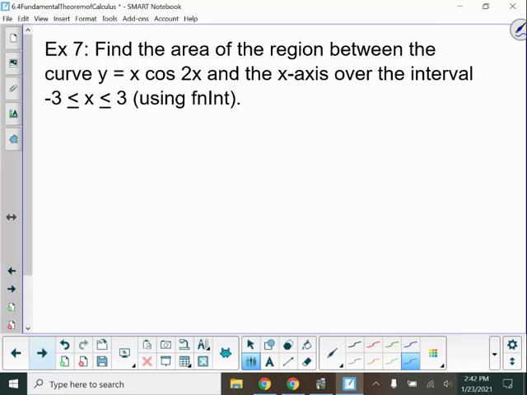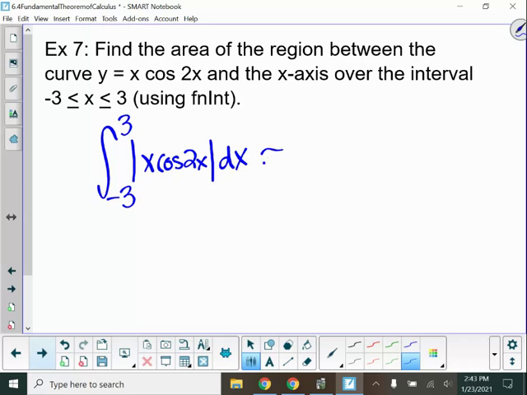So this brings us to example 7. Find the area of the region between the curve y equals x cosine of 2x and the x-axis over the interval -3 to 3 using fnInt. If we're going to do this using fnInt, you can do the absolute value over the whole thing, or you can do the absolute value inside over the function. So you can do the integral of the absolute value of x cosine of 2x dx, and that would give you your value.